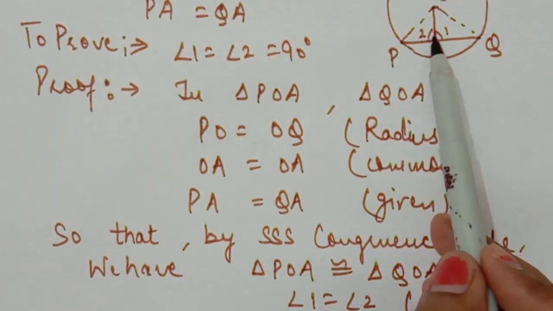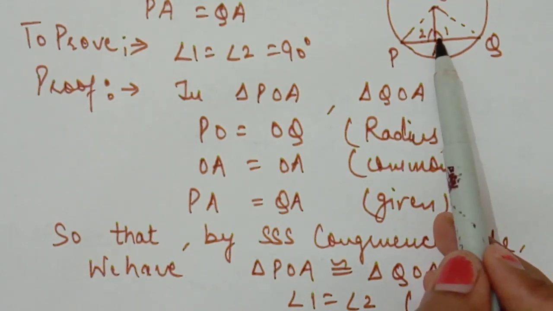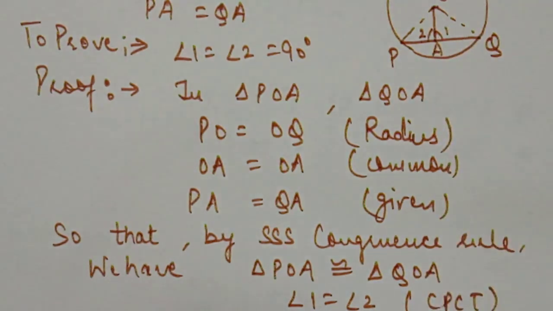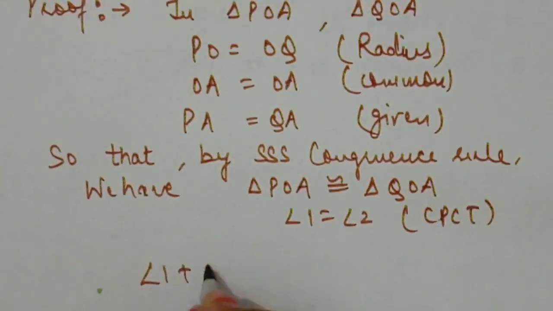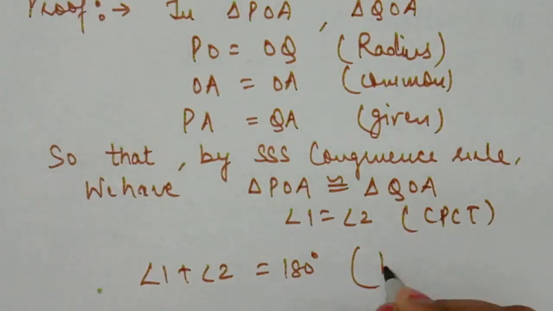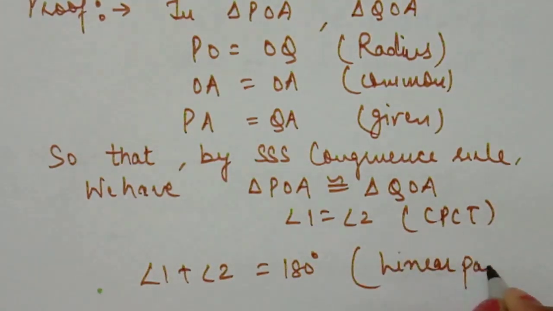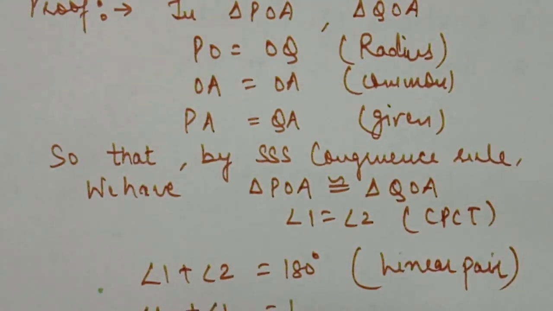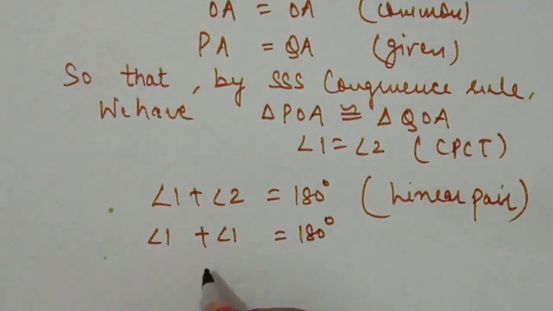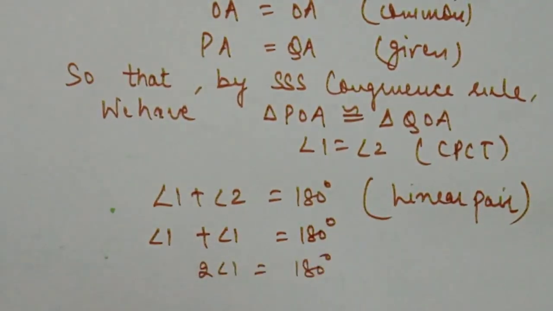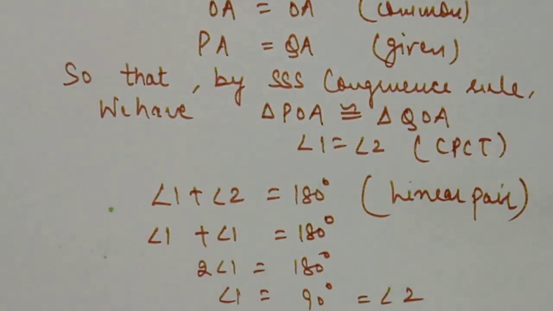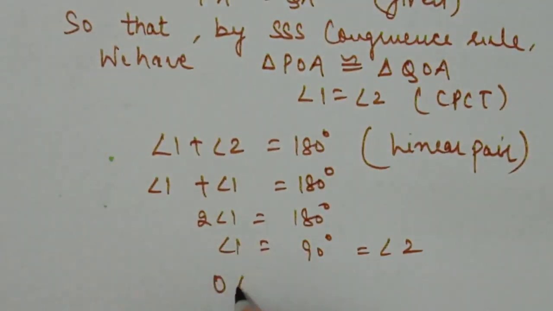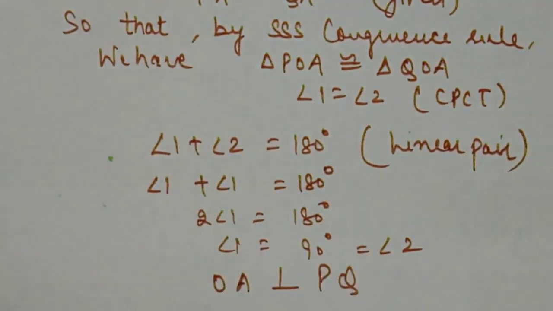See, angle 1 and angle 2, the sum of these two angles is a linear pair. So we can write like this: angle 1 plus angle 2 is 180 degrees. Why? Linear pair. So they both are equal to each other, so we can replace one angle with the other. Angle 1 plus angle 1 is equal to 180 degrees. Double of angle 1 is equal to 180 degrees. Angle 1 is equal to 90 degrees, which is also equal to angle 2. Now it's proved that OA is perpendicular on PQ. Hence proved. So students, this is your theorem 10.4.